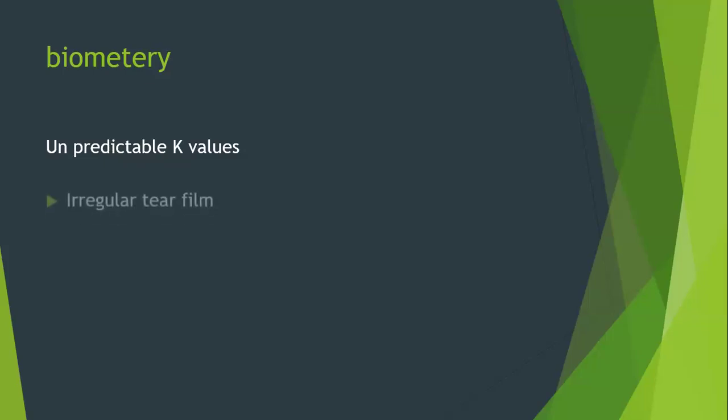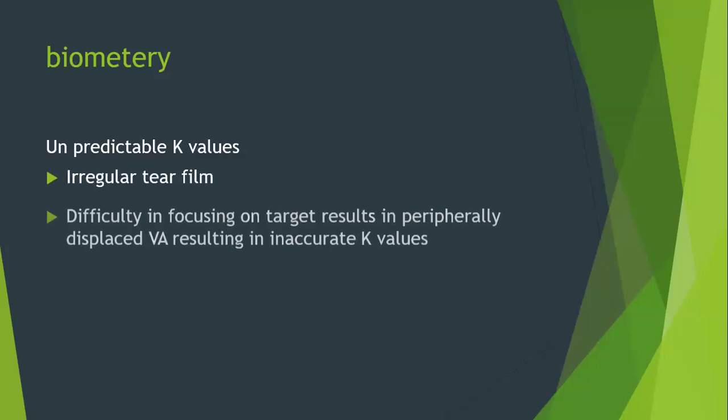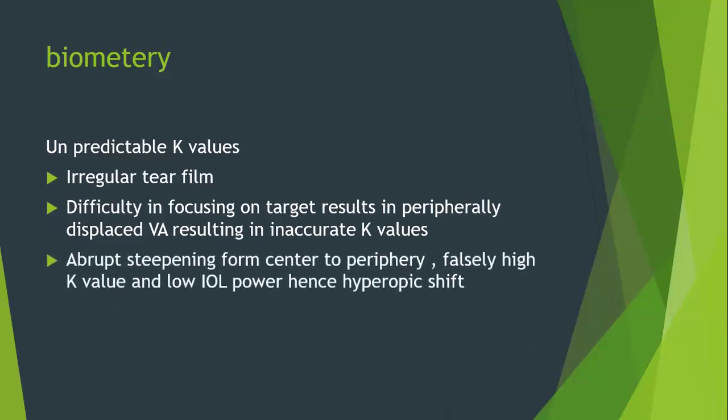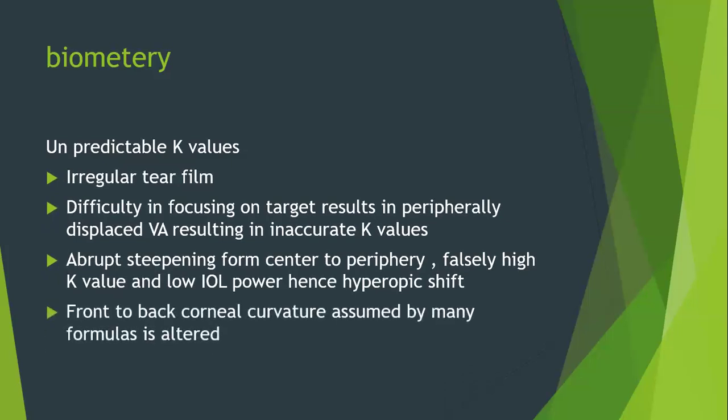There are some other reasons like irregular tear film, difficulty in focusing. The patient is not focusing on the target. The patient is looking peripherally, so you are basically taking inaccurate K values. Then there is abrupt steepening from center to the periphery. We have just discussed that this gives falsely high K values. When there are falsely high K values, IOL power will be low and the patient will have hyperopic shift. This is very common. And finally, the front to back corneal curvature assumed by many formulas is altered. So the biggest issue in keratometry is the K value.